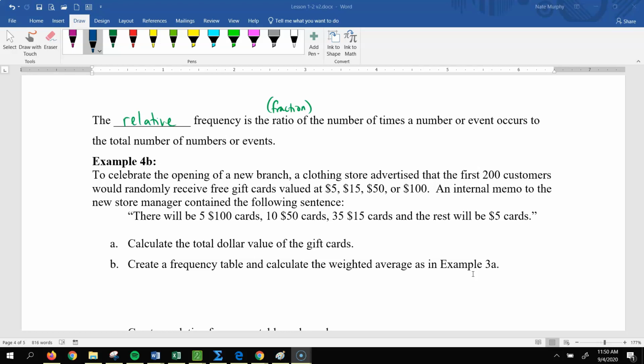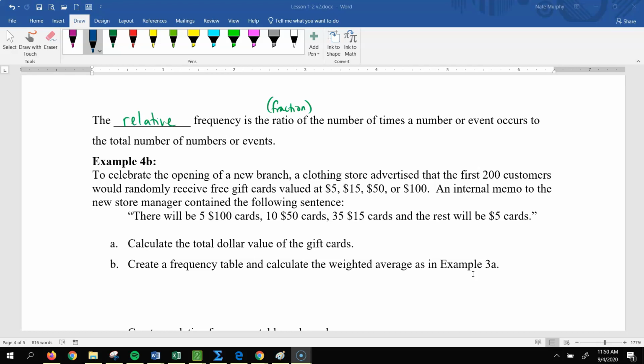So here it says, to celebrate the opening of a new branch, a clothing store advertised that the first 200 customers would randomly receive free gift cards, valued at $5, $15, $50, or $100. An internal memo to the new store manager contained the following sentence. There's going to be 5 $100 gift cards, 10 $50 gift cards, 35 $15 gift cards, and the rest will be $5 gift cards. Well, the first question there is to calculate the total dollar value of the gift cards.